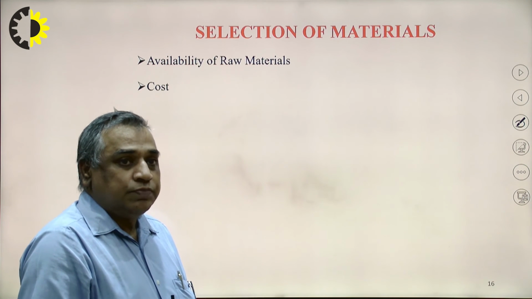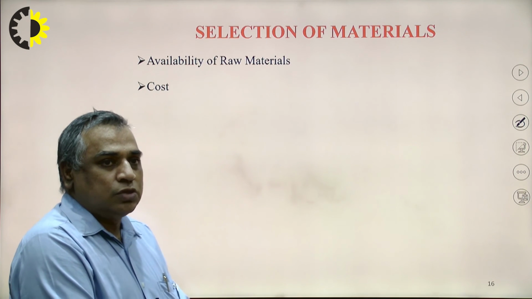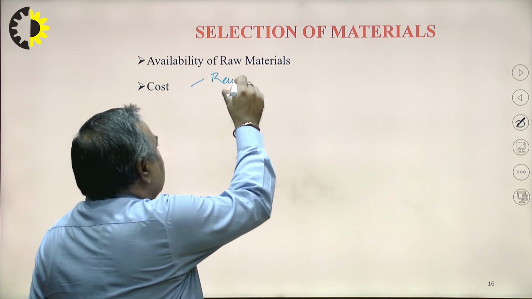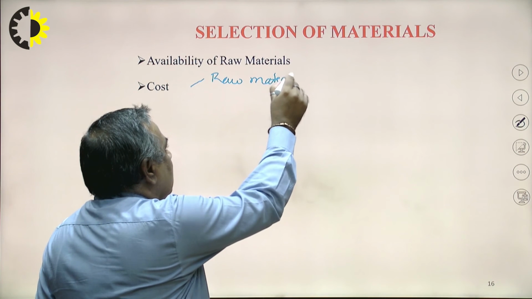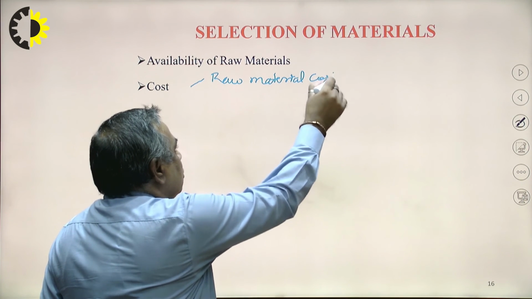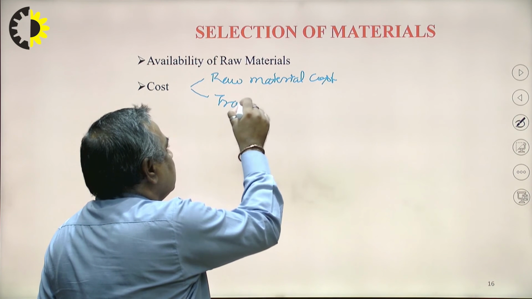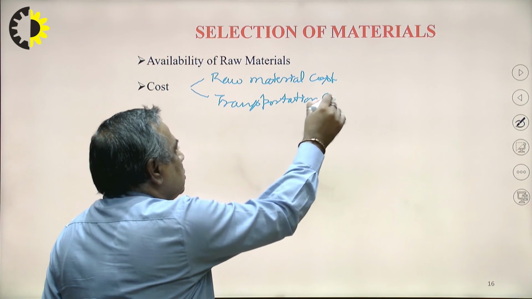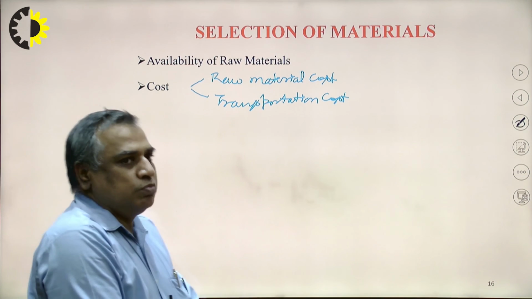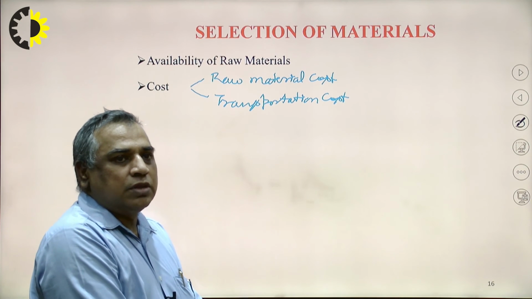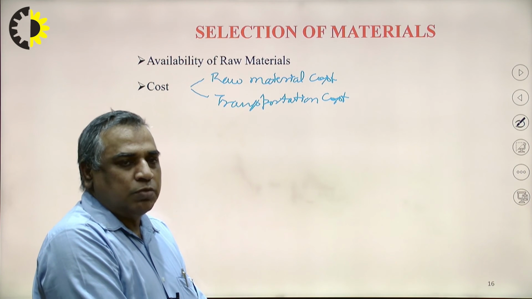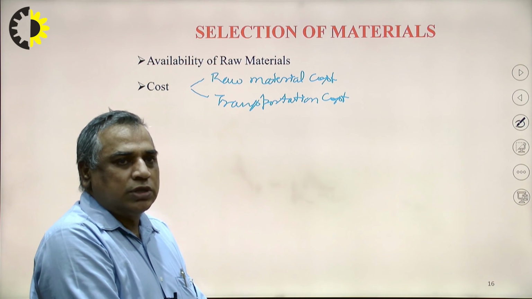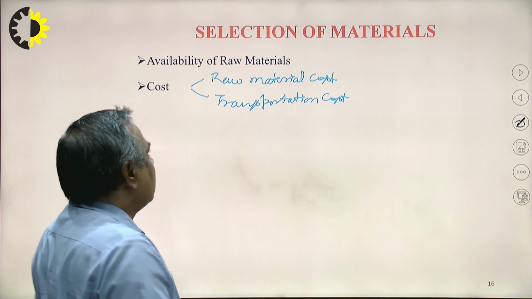And then the cost. The raw material cost will include the raw material cost and the transportation cost. If material is not readily available, then we have to get it from other places, and transportation cost will be included, and it will finally affect the cost of the product, and it may affect the market of that product.